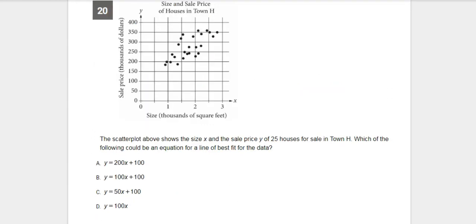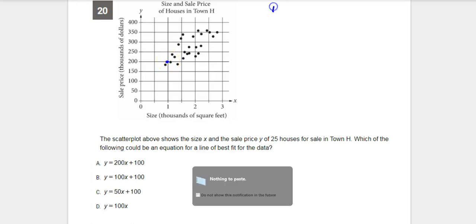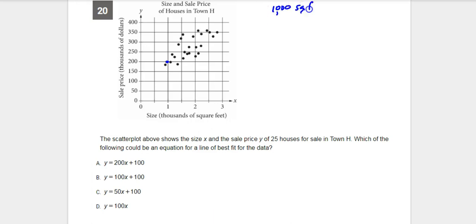All right, number 20, looks like we have a scatter plot. Size and sale price of houses in some town called H. On the right, we have the house prices in thousands of dollars, not hundreds of dollars. And then the size of the house in thousands of square feet. So just to make some sense of this chart, I'll pick a dot. This dot right here represents roughly a 1,000 square foot house. It costs roughly, if you go over to the right, $200,000. So that's how you interpret a dot on the chart. Square foot on the bottom, price on the side.